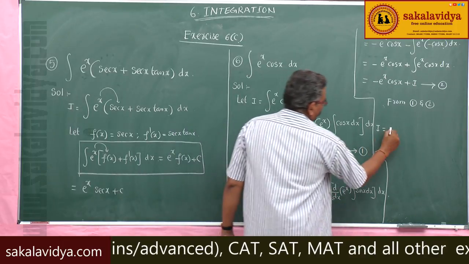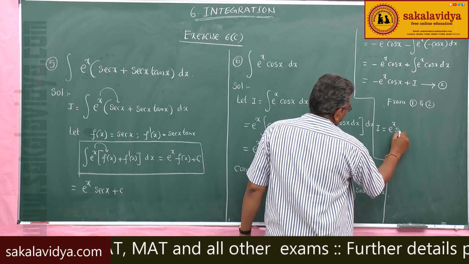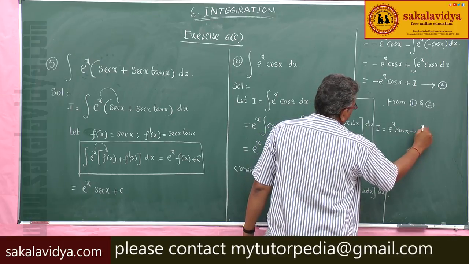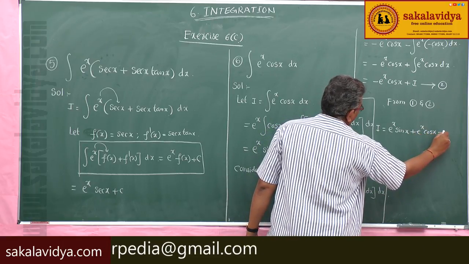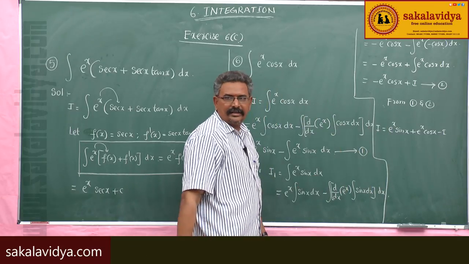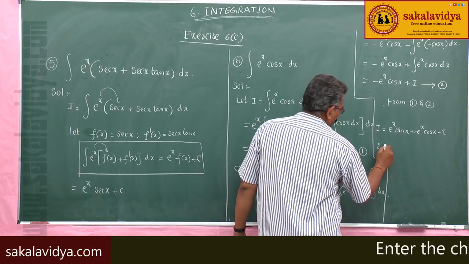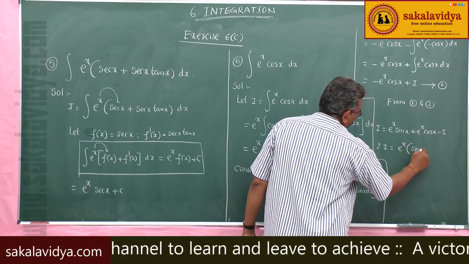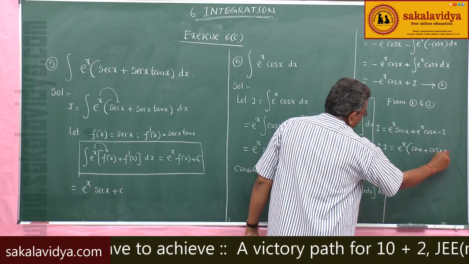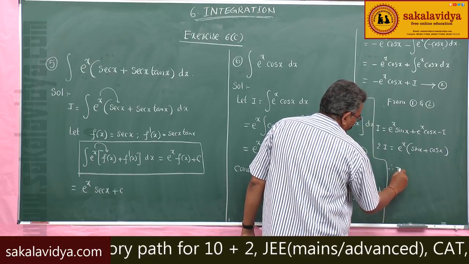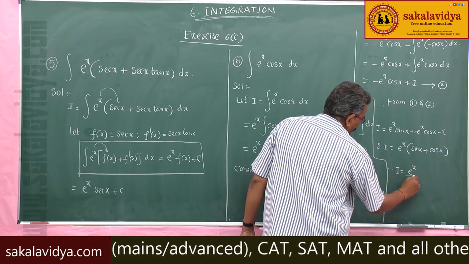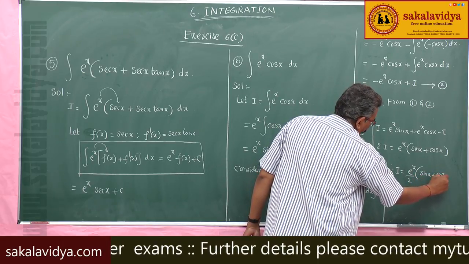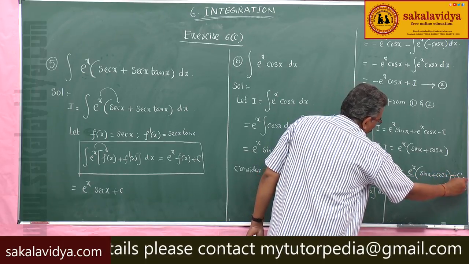So we get I is equal to e power x sin x, minus of this one, plus e power x cos x, and minus I. Bring minus I to this side. So that becomes 2I equals e power x common, sin x plus cos x. Hence, the required integral I is equal to e power x by 2 into sin x plus cos x plus constant of integration.